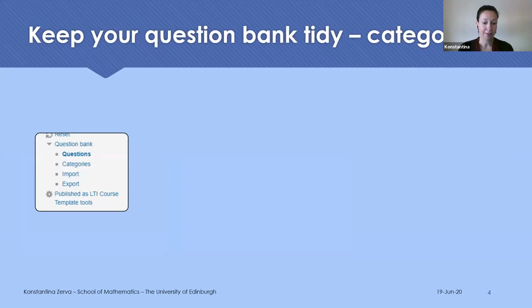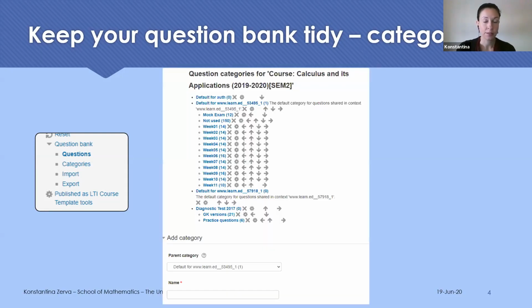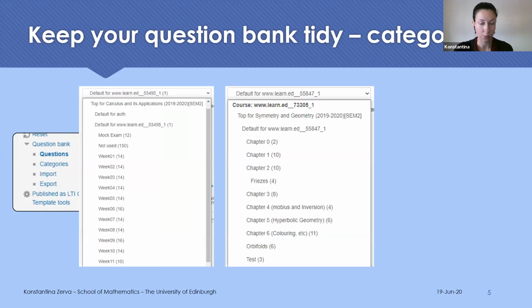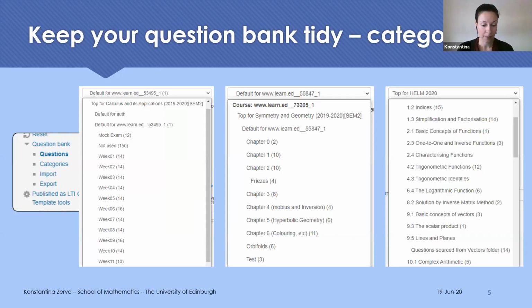So you must make an effort to keep your question bank tidy, otherwise you'll find yourself at a loss. You can access the categories from the left-hand side menu under the course administrator. By clicking categories, you can create categories and subcategories where you can organize your questions. This can be week by week, or by chapter, or by topic, whatever makes sense to you. But if you have all your questions under one category, it will be very difficult to find them in the future.